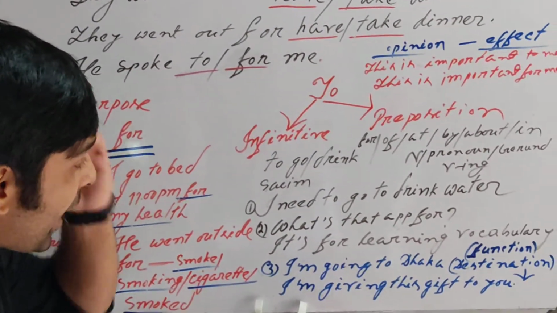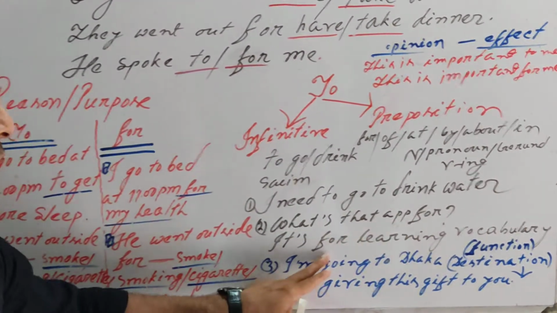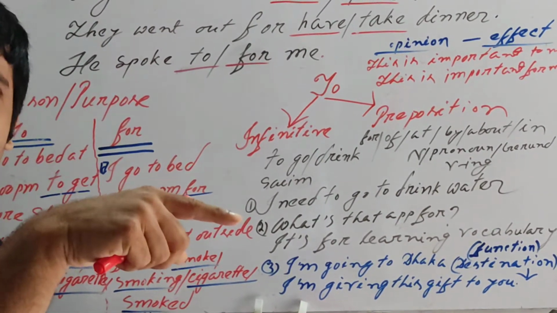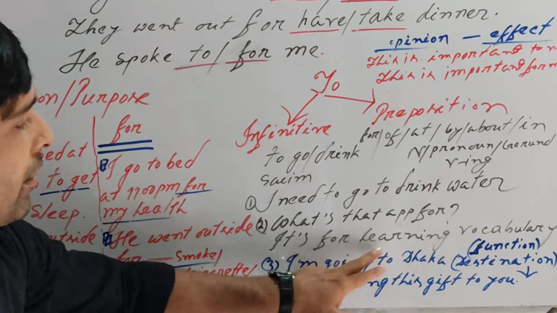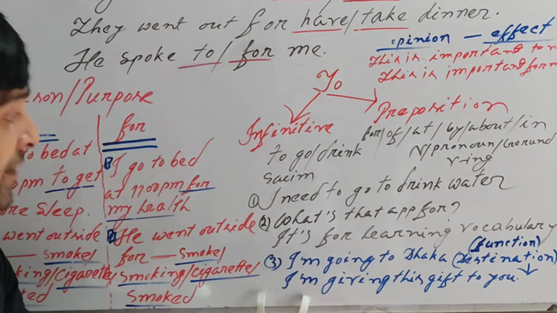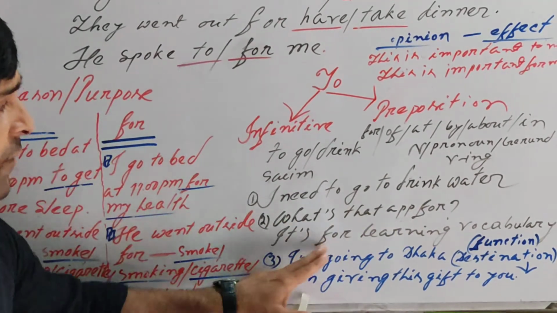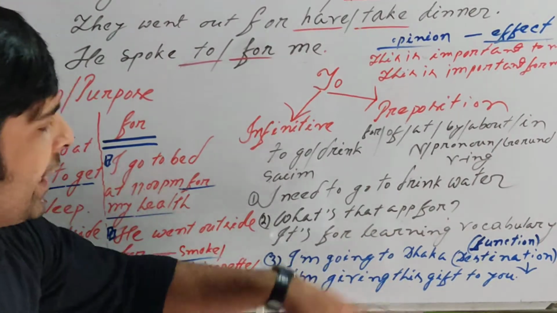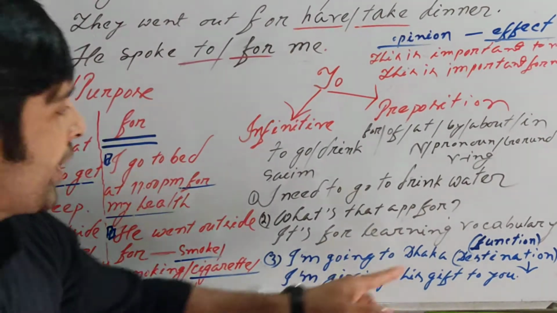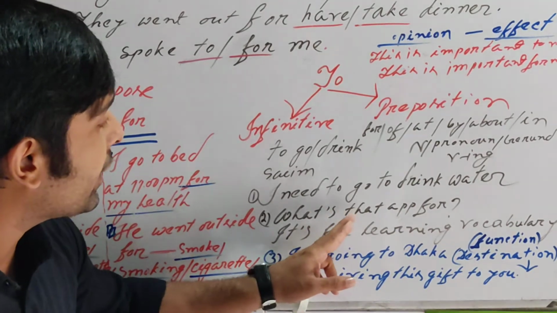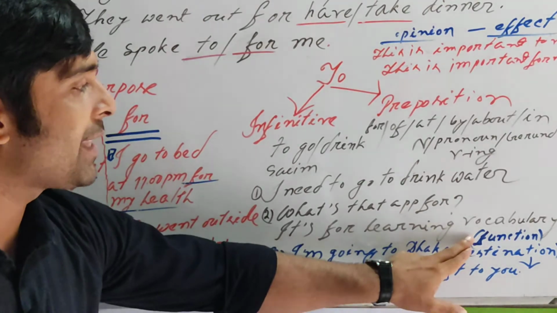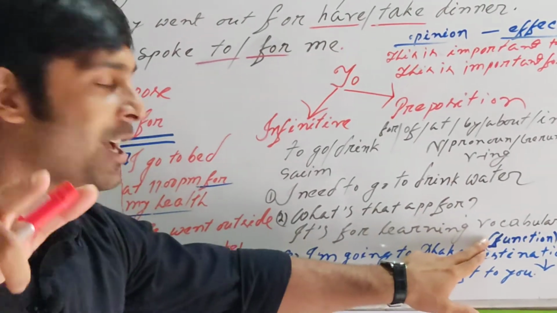Next one. What's that app for? There are so many apps in the cell phone. So it's for learning vocabulary. The app is for learning vocabulary. Why is that app for? It's for learning vocabulary. Is this the reason or function? Of course that's the function.